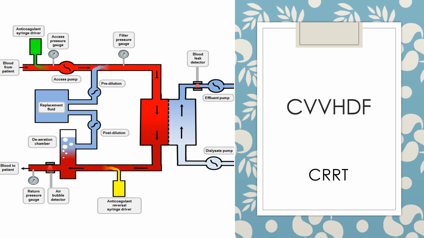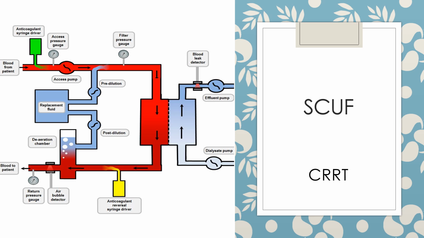In continuous veno-venous hemodiafiltration, as solute clearance is both diffusive and convective, both dialysate fluid and replacement fluid are required. Replacement fluid can be given pre-filter and/or post-filter. In this modality of CRRT, all four pumps work.